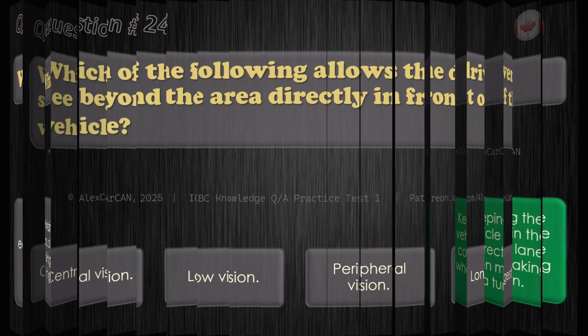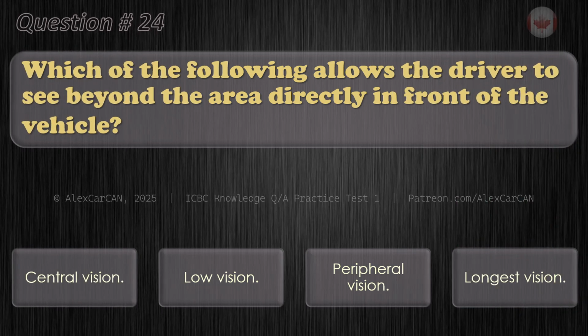Question number 24. Which of the following allows the driver to see beyond the area directly in front of the vehicle? Central vision, low vision, peripheral vision, longest vision. The correct answer is peripheral vision.